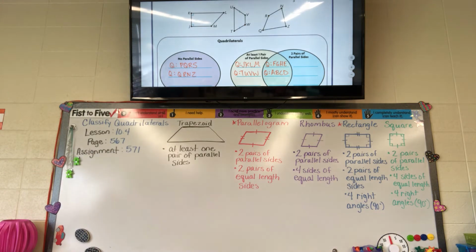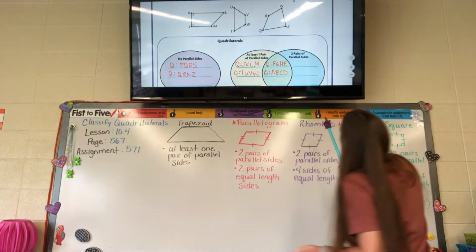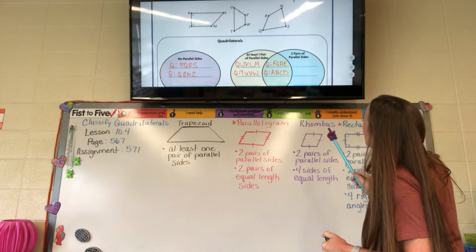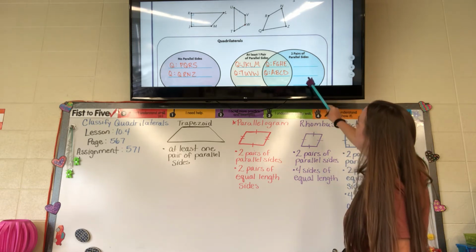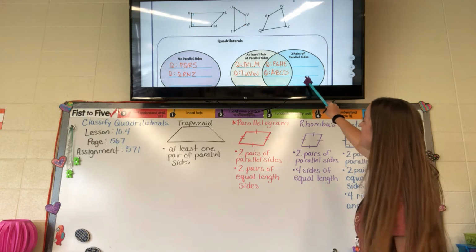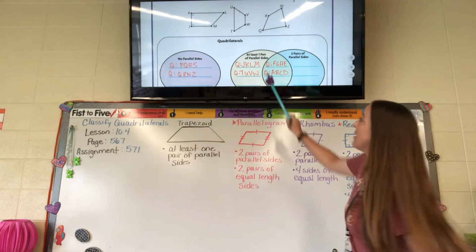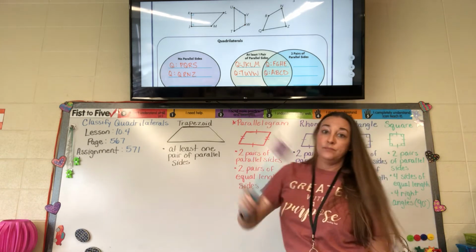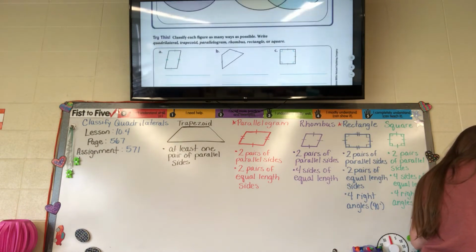Okay, so we've got 2 in each box, or 2 in each section. So we can't have any that are just under 2 pair of parallel sides, because if they have 2, they also have at least 1, okay? So that's the reason for that, okay.